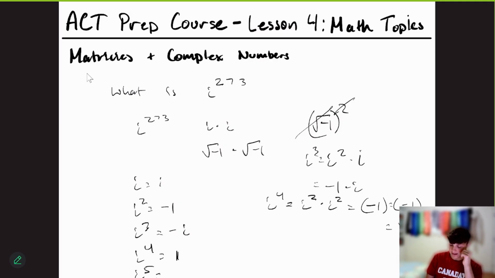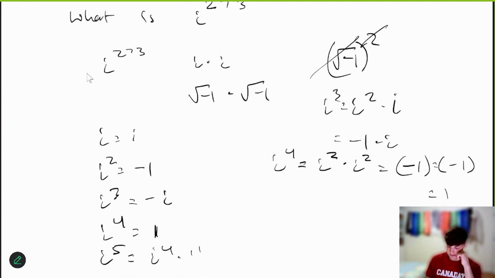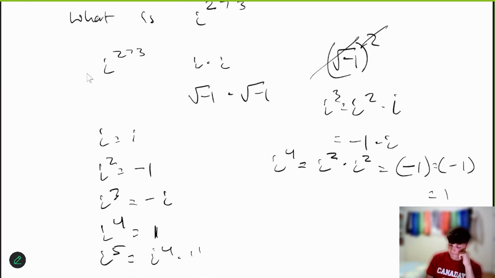This is the last thing, the farthest we'll go, i to the fifth. Well, i to the fifth is just i to the fourth times i to the first, right? I should probably zoom in here so you can see it. There we go. So i to the fifth is just i to the fourth times i to the first, and we just said i to the fourth is just 1. So it's just 1 times i, which is just i. So i to the fifth in reality is just i, right?